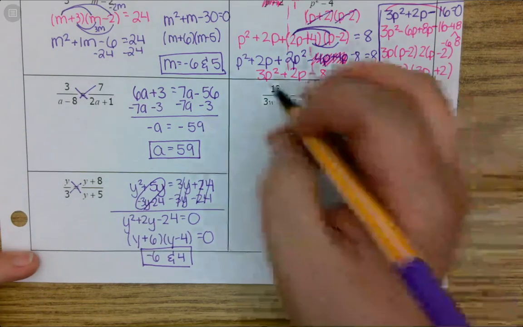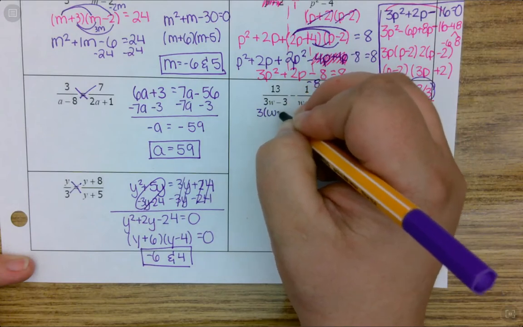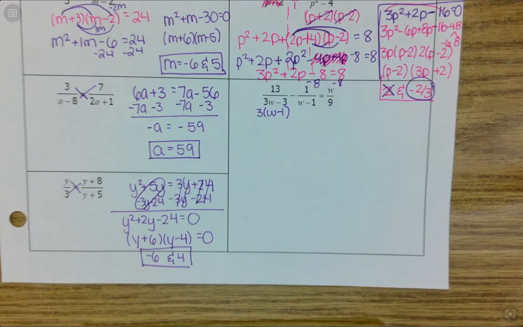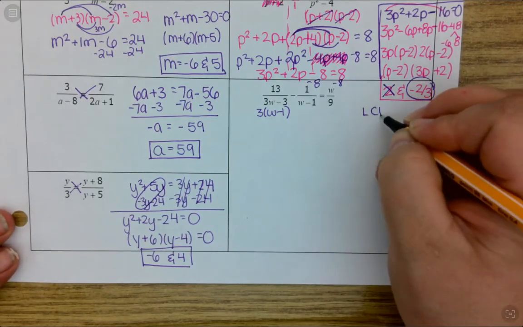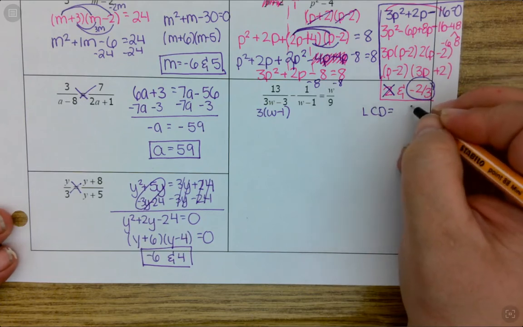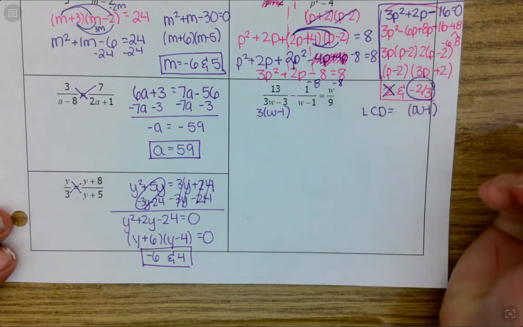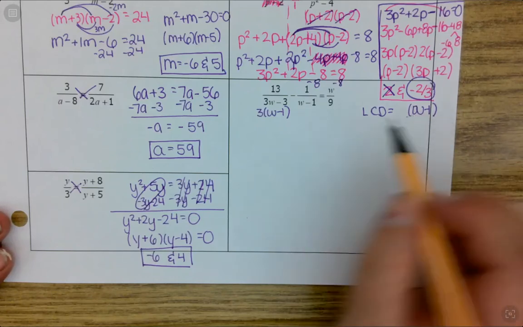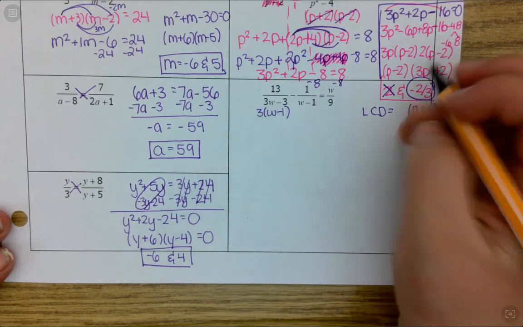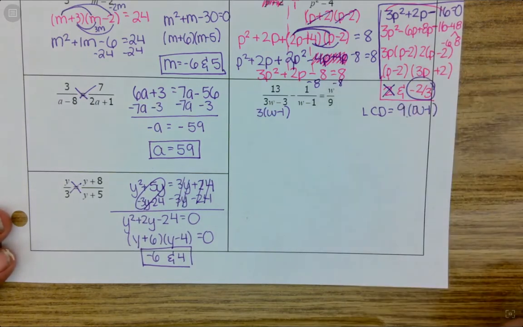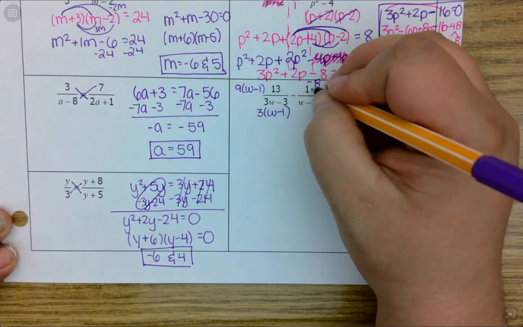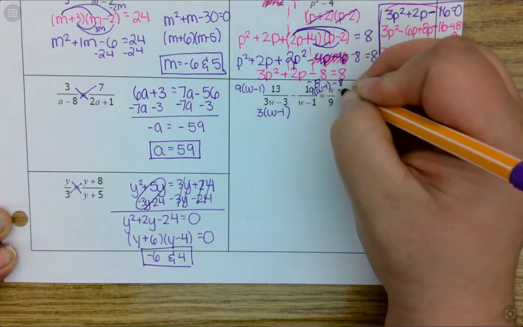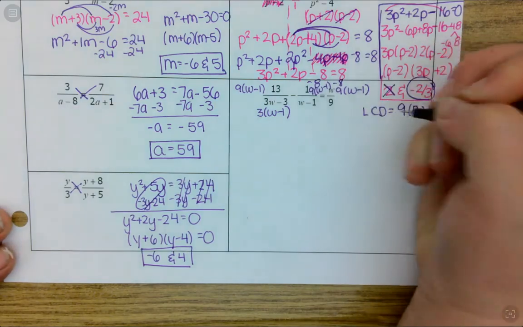This one does need to be factored a little bit. You can take away a 3 as a GCF on the first one. So then I have the w minus 1. That's part of my LCD. And then I need a number that 3 and 9 both go into, which is 9. And that is what I'm going to multiply by on the top of each one. 9 (w minus 1), 9 (w minus 1), and 9 (w minus 1).